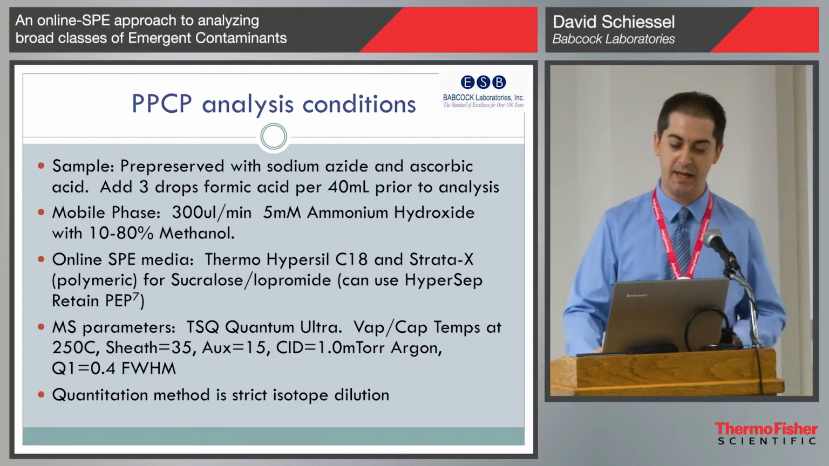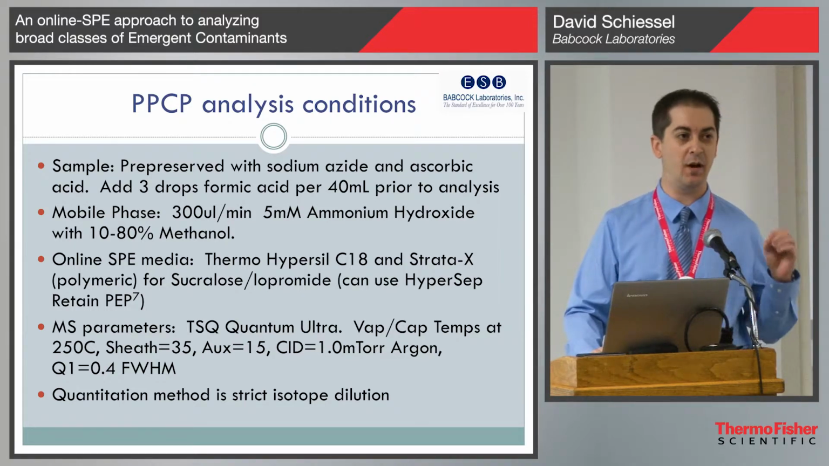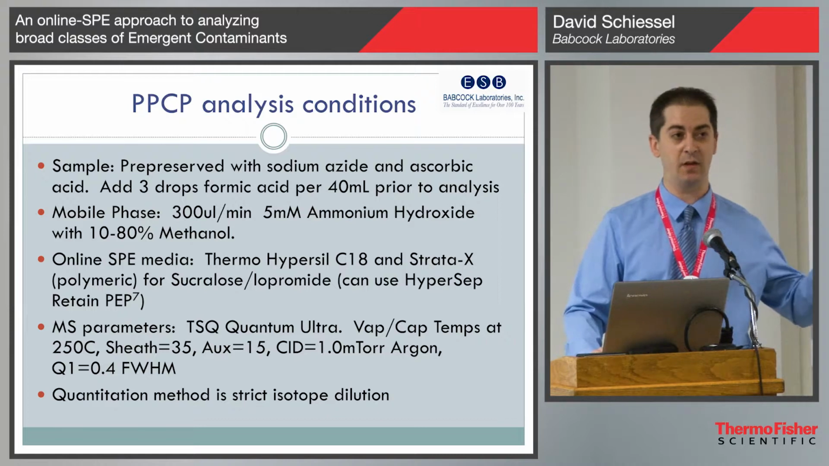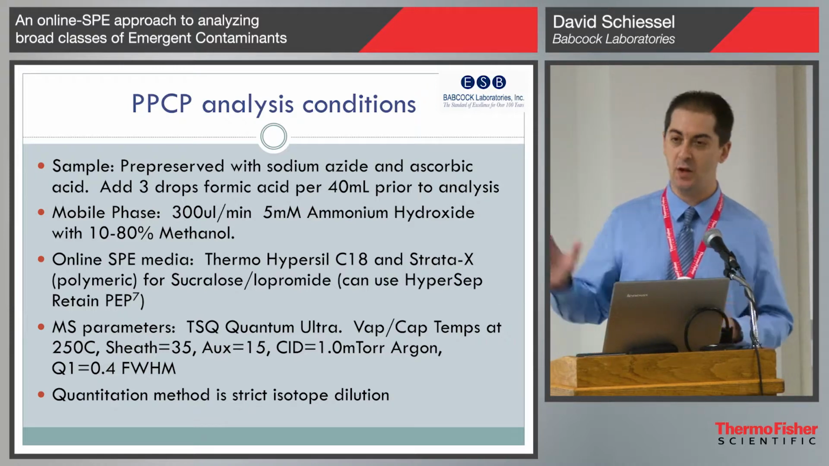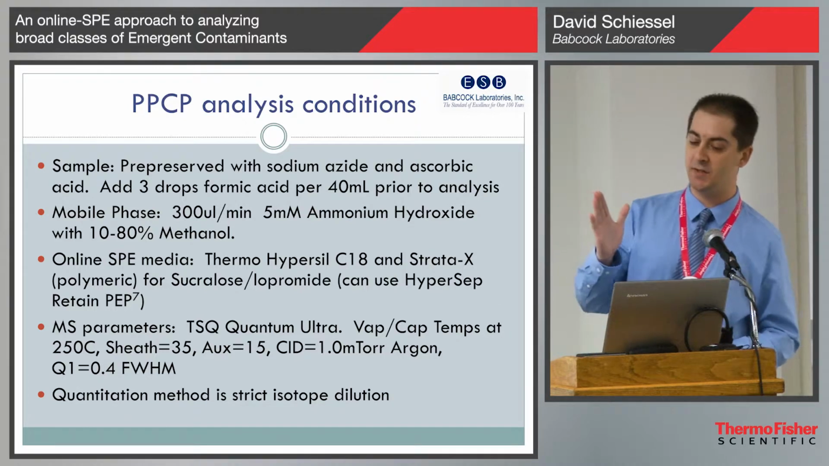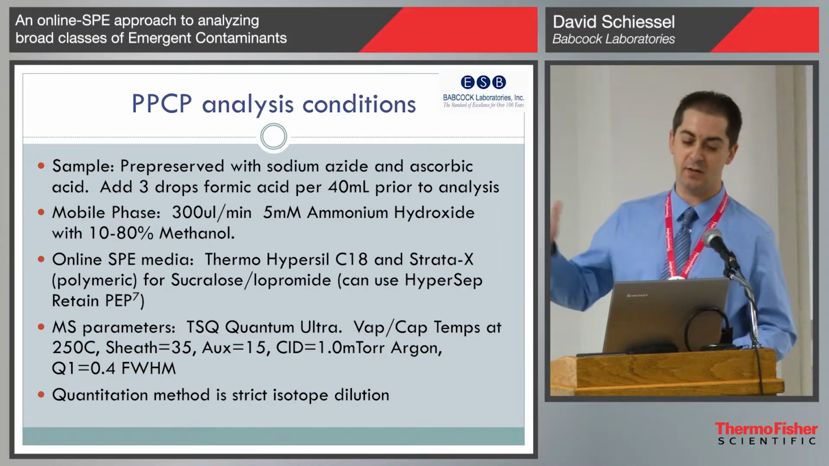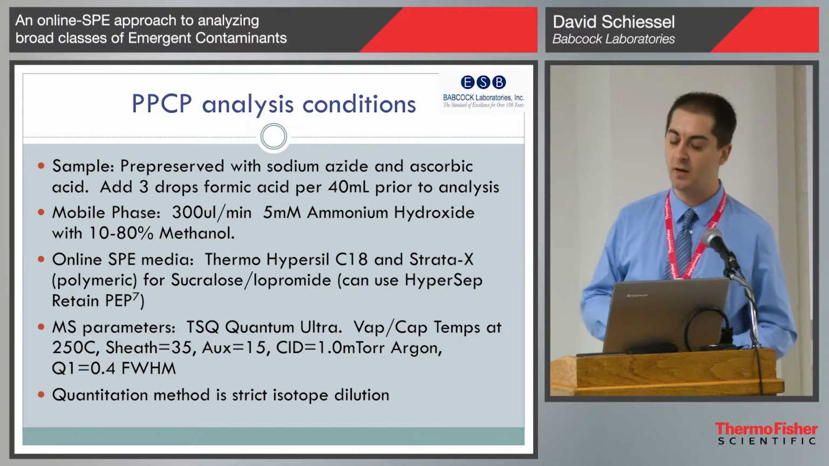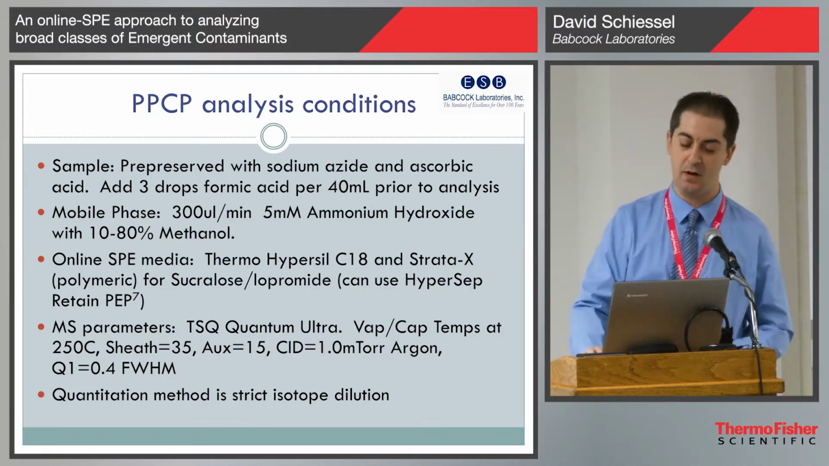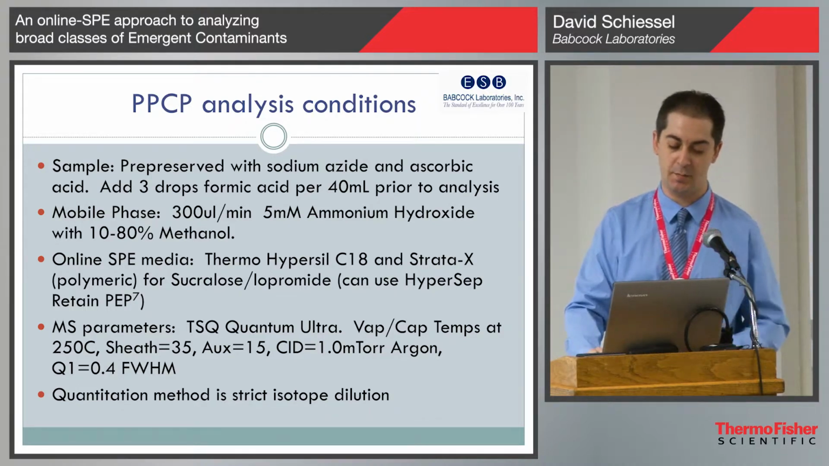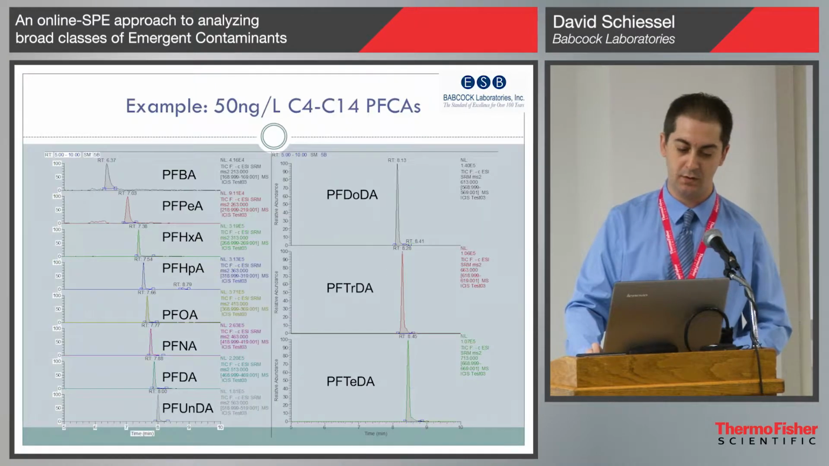It's an indication that potentially the optimal collision energy is even lower, and we've seen that where we lower the collision energy, we actually see that the optimal collision energy increases. It usually requires about 2 or 3 more eV to get that optimal with the lower CID pressure. And then quantitation is strict isotope dilution.